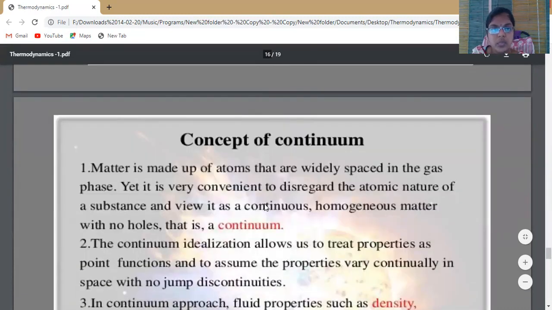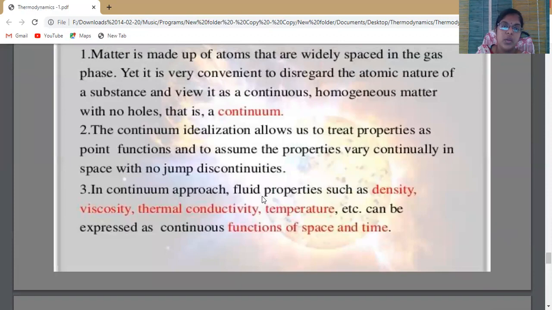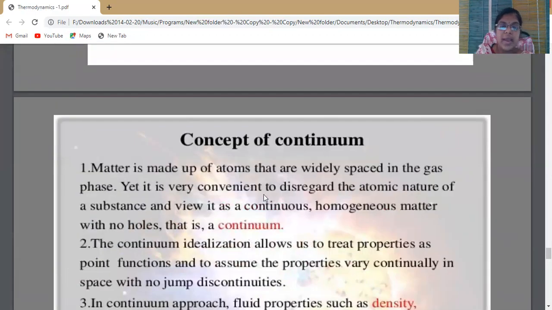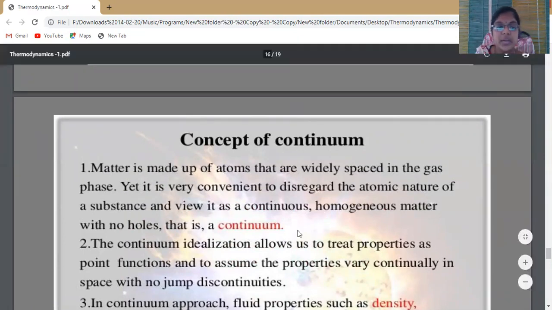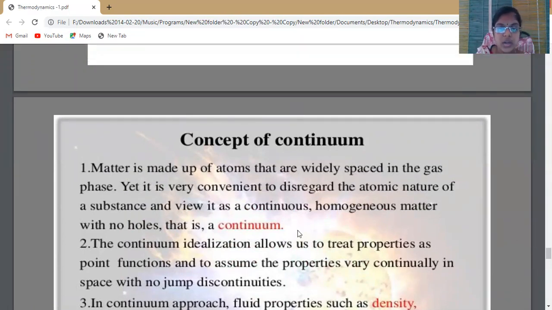Okay, the next concept is the continuum. The concept is nothing but that matter is made up of atoms, which are widely spaced in the gas phase. It is very convenient to disregard the atomic nature of a substance and view it as a continuous homogeneous matter with no holes. That is the concept.